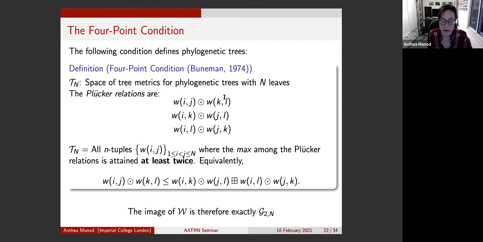So basically, if you need the maximum of these to be attained at least twice, you're looking at a tropical hypersurface. The only difference is that you're replacing the min with the max. And this is okay, because if you're looking at the tropical semi-ring where you replace the min operation with a max operation, you get an isomorphism. It's really just a different interpretation, a matter of turning your paper all the way around and getting the same thing. So what this tells us is that the image of our map is exactly this tropical Grassmannian. So now we can look at this tropical Grassmannian and ask what can we say in this alternative perspective other than B-tree space?